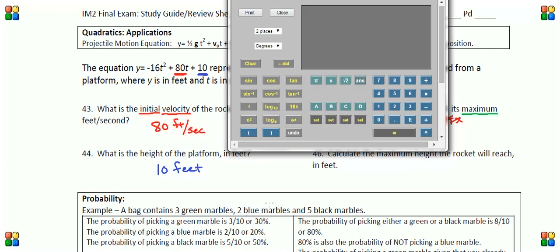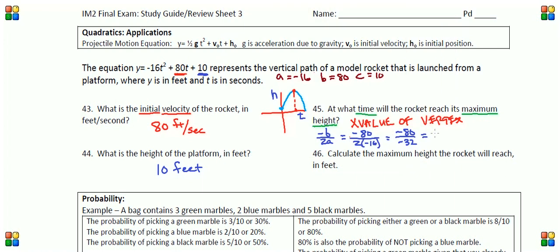If we load up our calculator, we have 80 divided by 32, and our answer is 2.5. So our answer for the x value of the vertex is 2.5. And look at our unit of measure. T is in seconds, so it's 2.5 seconds. So our model rocket is going to reach maximum height at the time 2.5 seconds. I'll go ahead and put a box around that answer since I'm running out of time here, and I'm going to need to go to the next video to do question number 46.